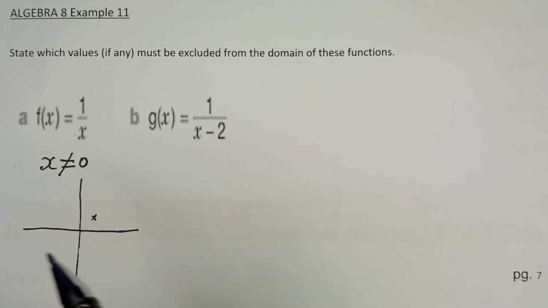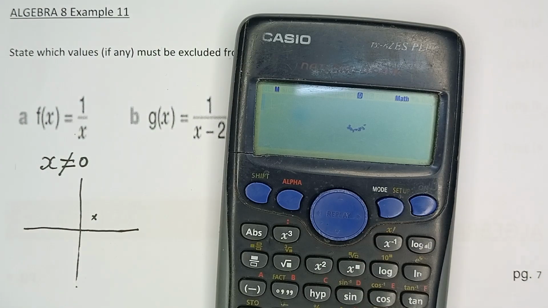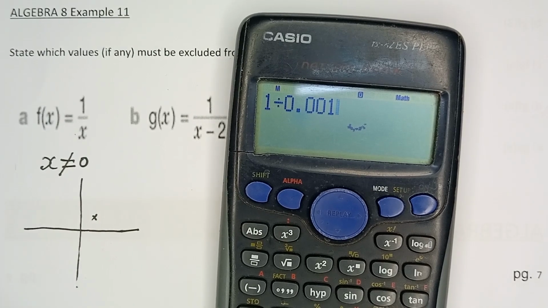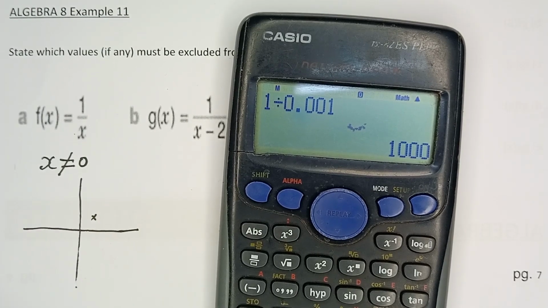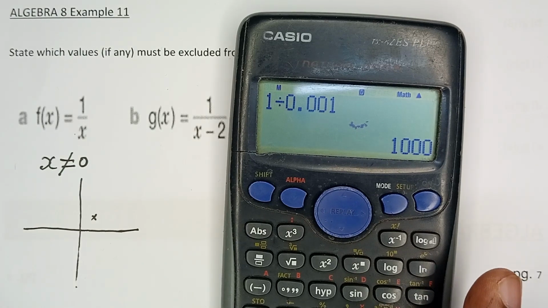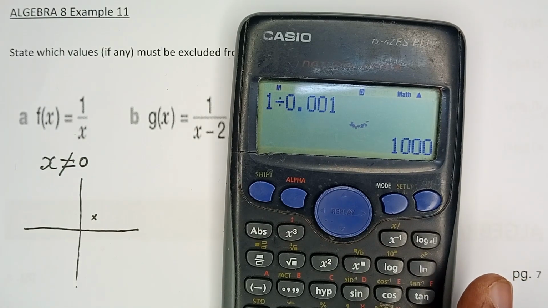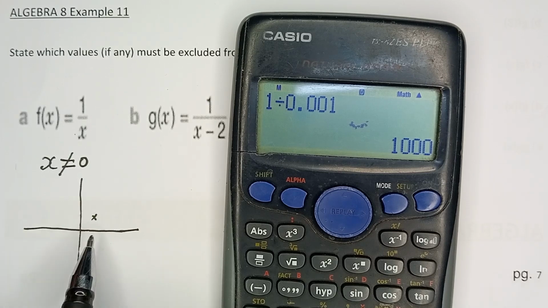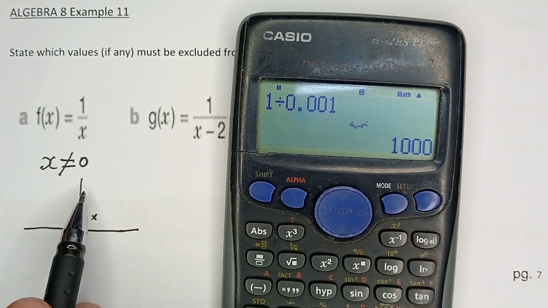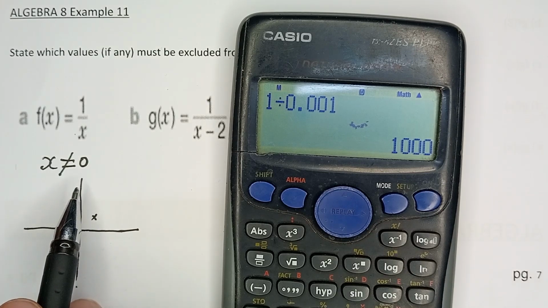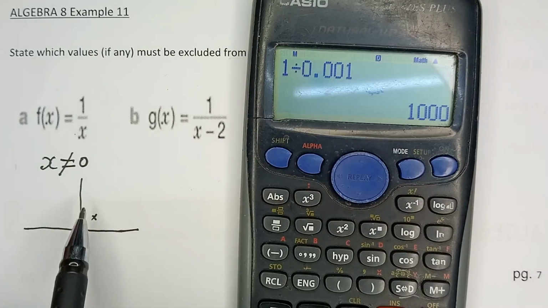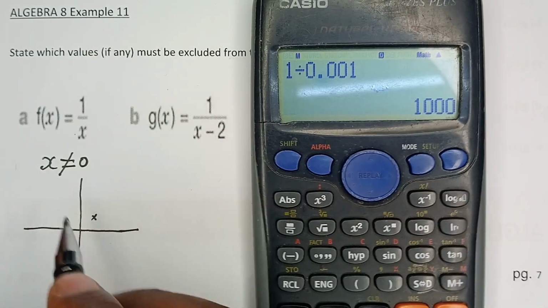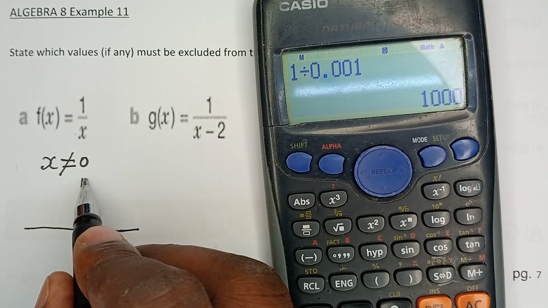Let's just see what we are saying. If we have 1 divided by 0.001, this is 1,000. So when 1 is divided by a very small number, just next to 0 but not equal to 0, positive 0.001, it is such a big number. Y is going to be 1,000. And because we cannot reach 1,000 in this scale, then it's just coming from far.